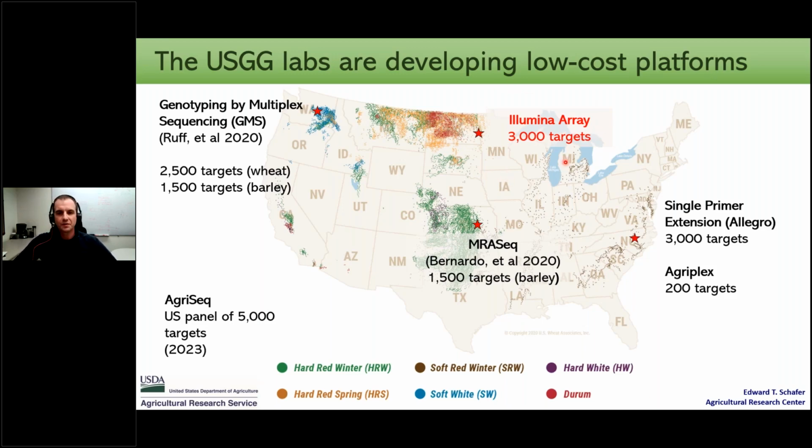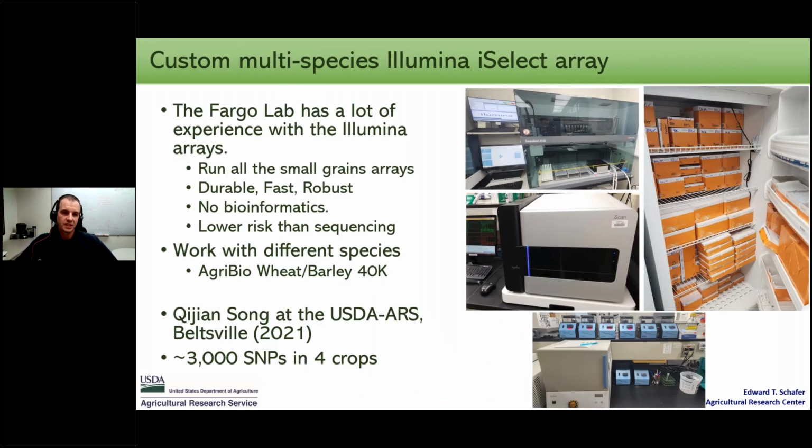However, in Fargo, we've decided to take an orthogonal approach and develop a custom multi-species Illumina array. And we've done this for a few reasons. One is we just simply have a lot of experience and expertise with these arrays, having run all of the iterations of the small ag arrays for the last 15 years. During that time, we've amassed a large amount of specialized equipment to process these things quickly, and we have a very good feel of how this assay works.